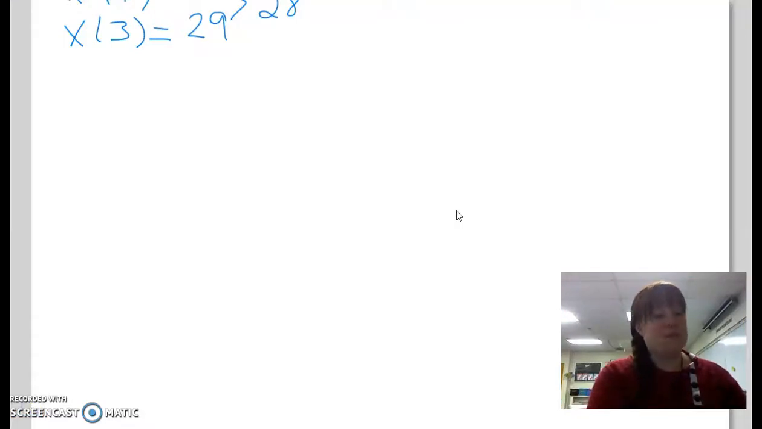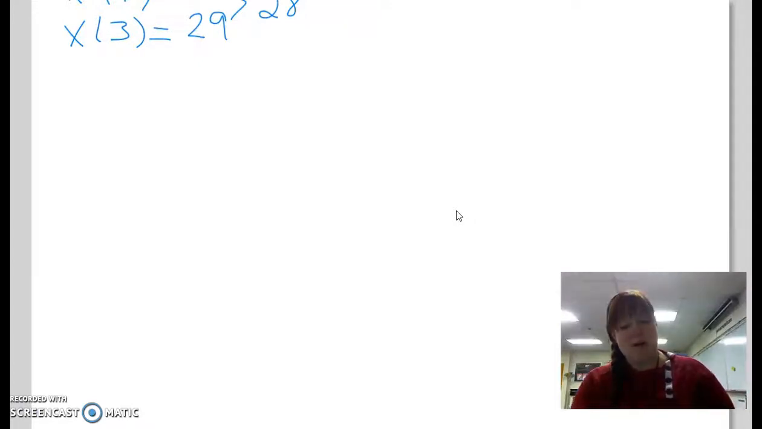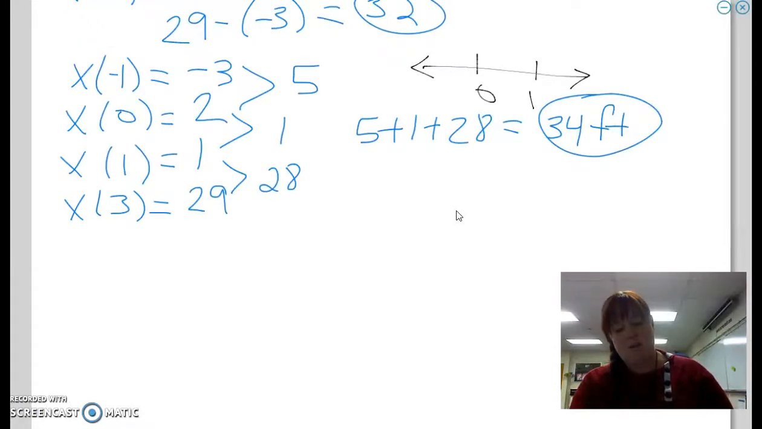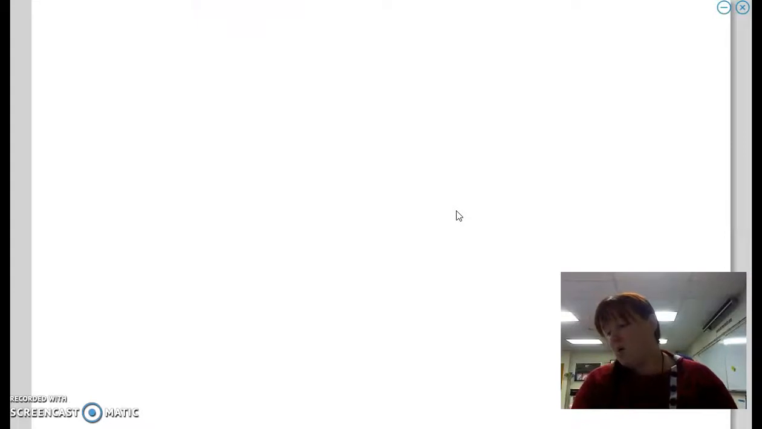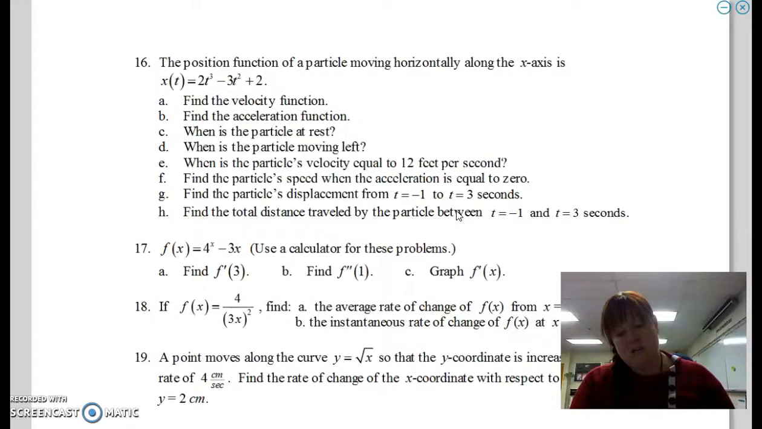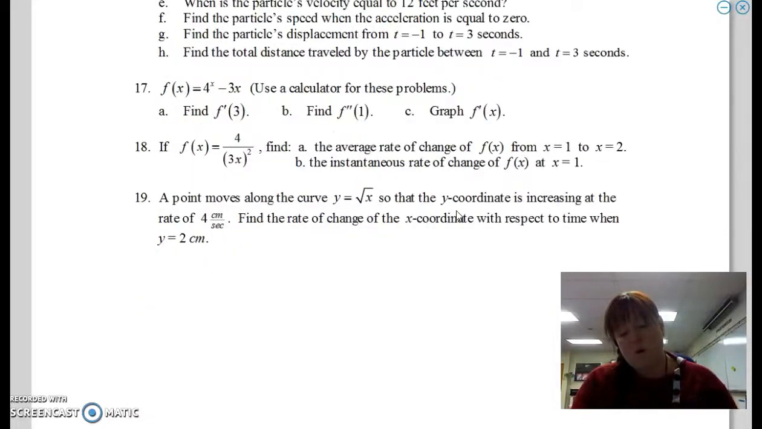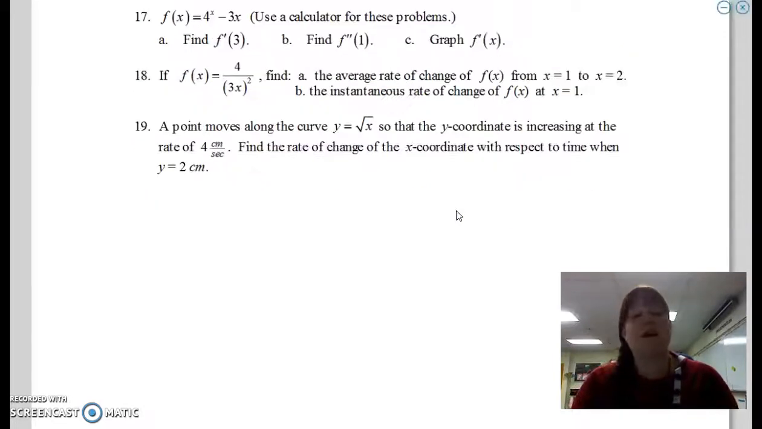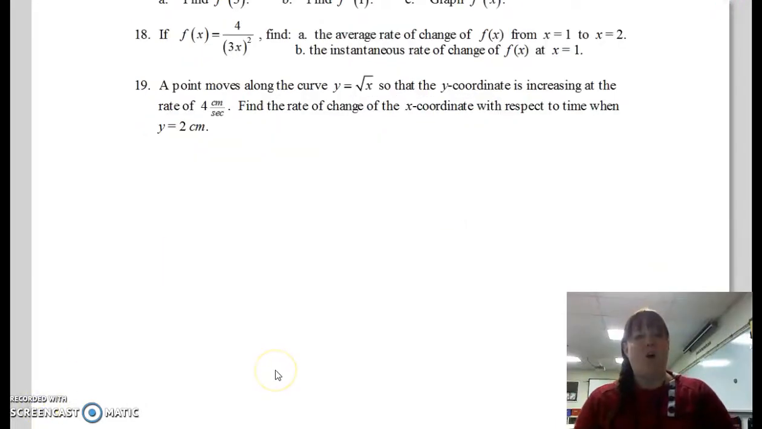Okay, all right, so let's take a look at the next one. Here we have, if f of x equals 4 over 3x squared, find the average rate of change from x equals 1 to x equals 2. Okay, so average rate of change is not calculus. Average rate of change is just algebra.